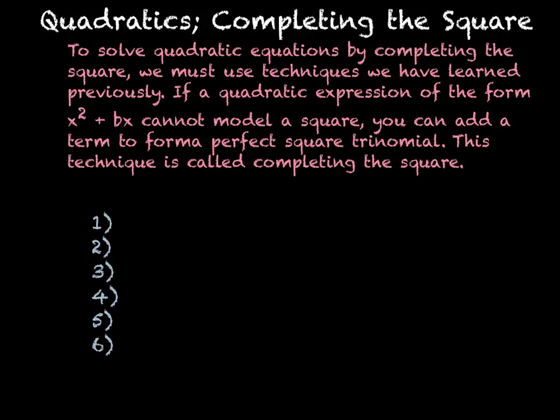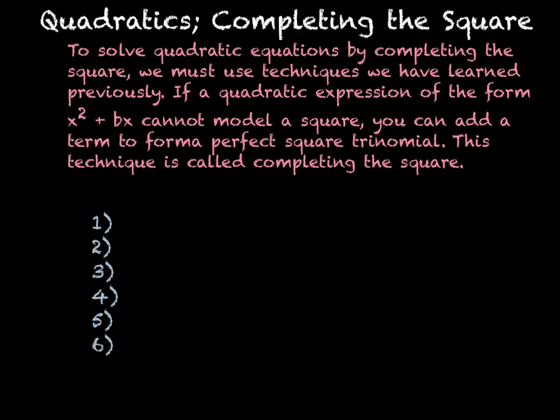Solving quadratics by completing the square. To solve quadratic equations by completing the square, we must use techniques we have learned previously. If a quadratic expression of the form x squared plus bx cannot model a perfect square, then you can add a term to form a perfect square trinomial. This technique is called completing the square.